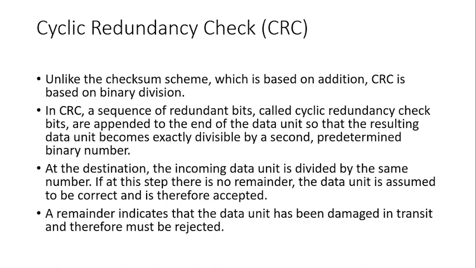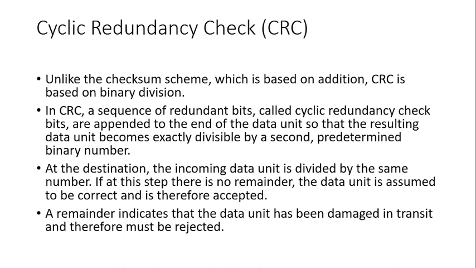So we introduce the next method called cyclic redundancy check. In cyclic redundancy check, we are going to divide the value, so there will be a dividend and a divisor, right? The sequence of redundant bits is known as what? Cyclic redundancy check bits are appended to the end of the data unit so that the resulting data unit becomes exactly divisible by the divisor, right?